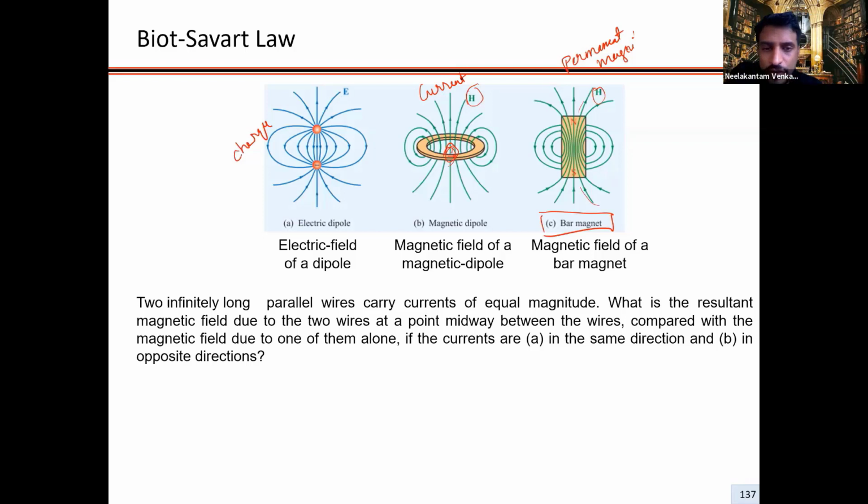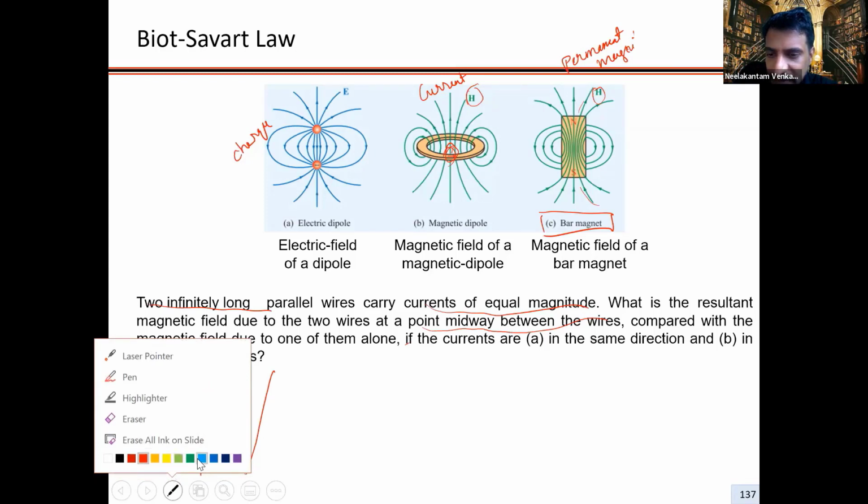Right? So let's try to understand this question intuitively. If you have two infinitely long parallel wires carrying currents of equal magnitude, what is the magnetic field due to the two wires at a point midway between the two wires? That means I have two wires here.